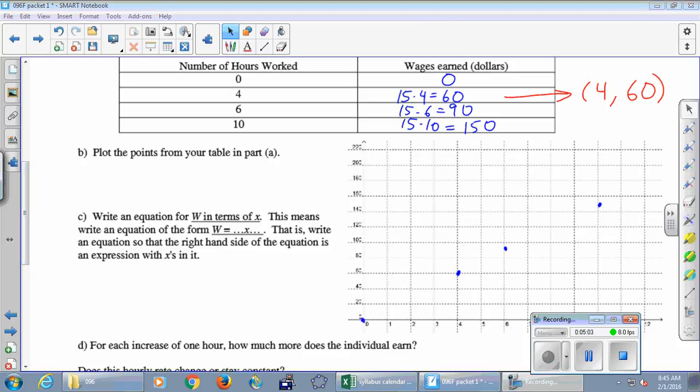Okay, and if we plot those 4 points, what do we notice about all 4 points? They're all on a straight line. Go ahead and draw that straight line. Grab the folder or some other straight edge to help you.